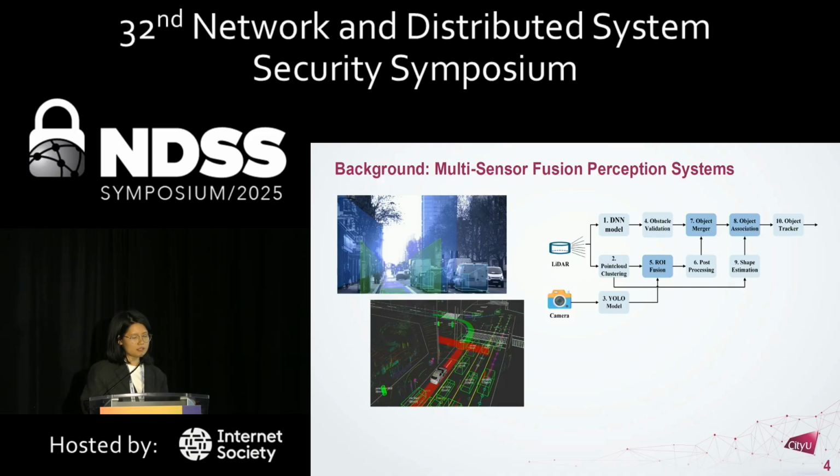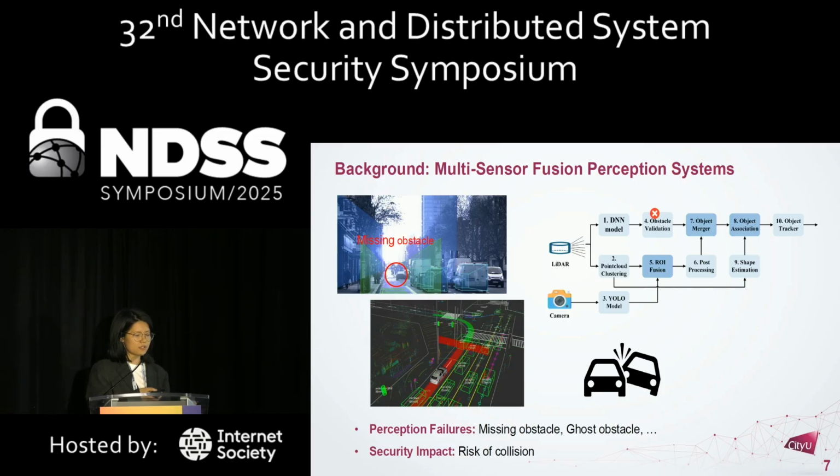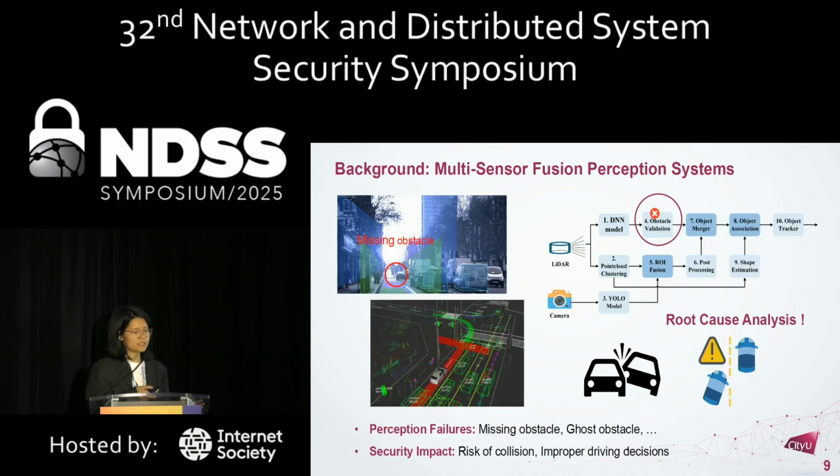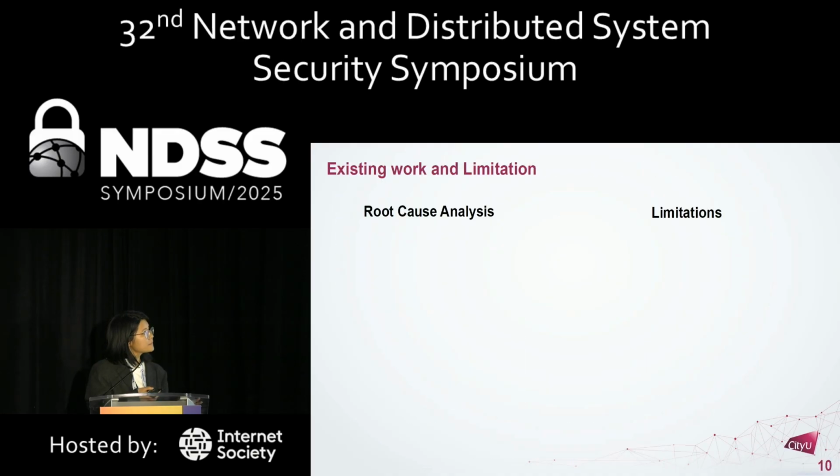Some faults in the submodules may lead to serious perception failures, such as missing obstacles and ghost obstacles, that may have serious security implications. For example, increasing risk of collision and unexpected driving decisions. Therefore, we need to find an effective way to perform root cause analysis on the performance failures and locate the faulty modules to help the system recover from the failure.